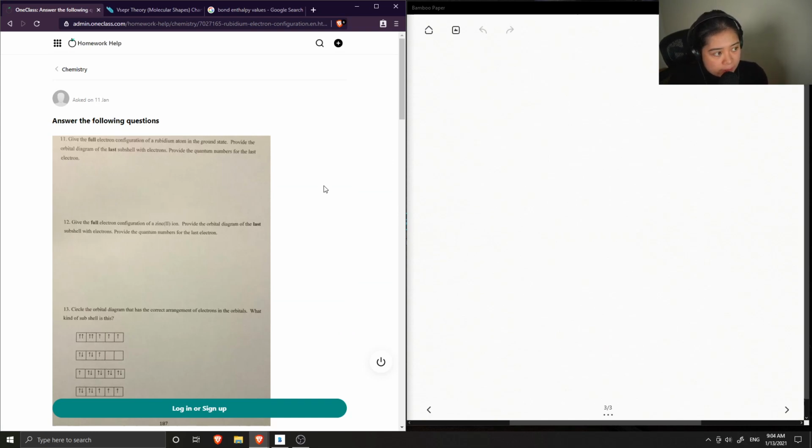Okay, so question number 3 says to give the full electron configuration of rubidium in the ground state, provide the orbital diagram of the last subshell with electrons, and provide the quantum numbers for the last electron. Okay, so first let's write out the electron configuration of a rubidium atom in ground state.